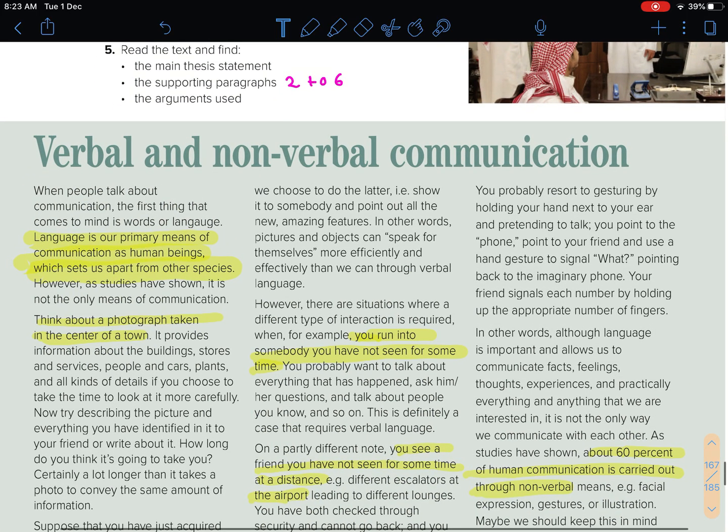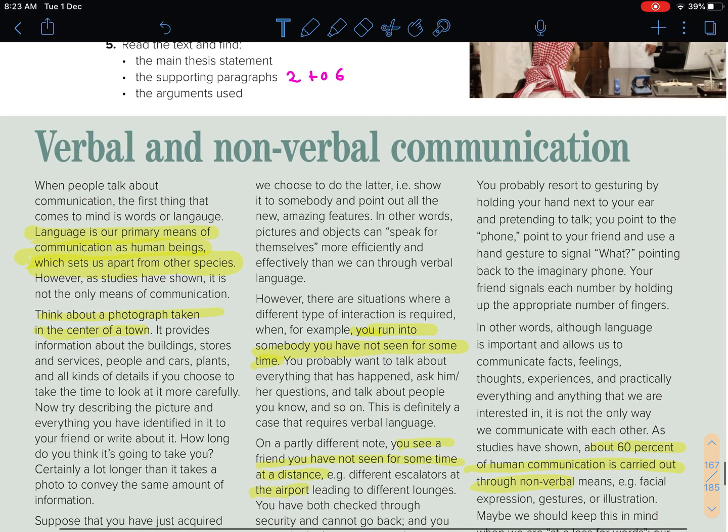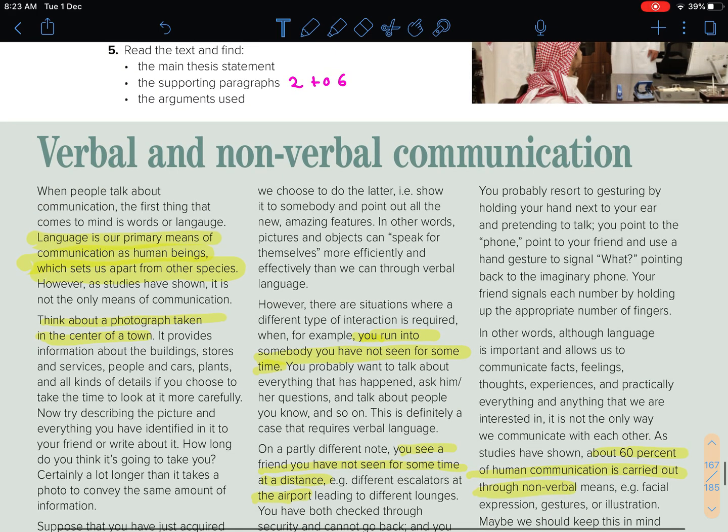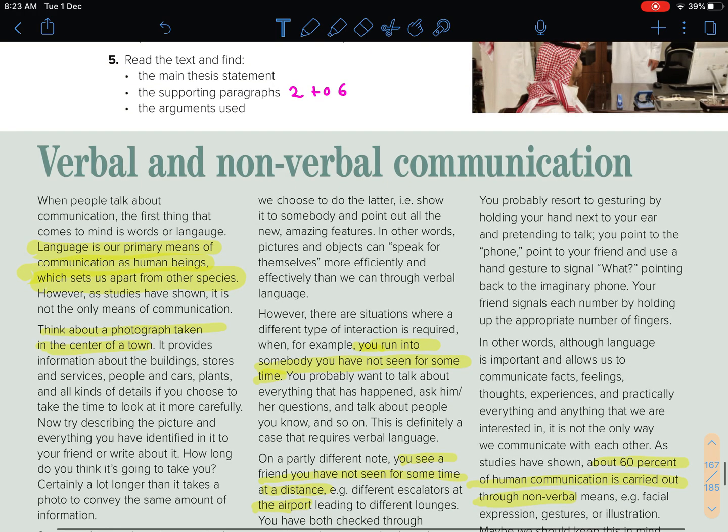So there are a couple of questions which are asked from us about this text, and if you want you can just pause the video and read the text by yourself, and then later on you can run the video one more time. Anyways, now ممكن توقفون الفيديو تقرأون النص وبعدها تشغلون الفيديو. It's up to you. And right now let's move on to the 5th question. Now you are asked to read the text and find the main thesis statement, the supporting paragraphs, and the arguments used.